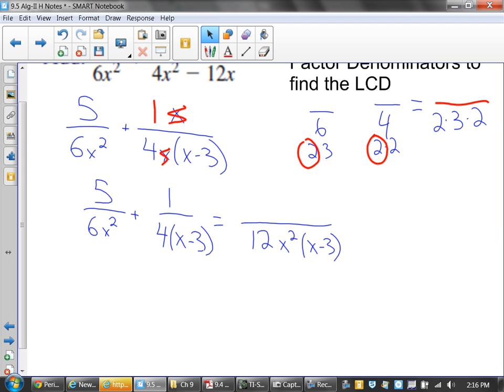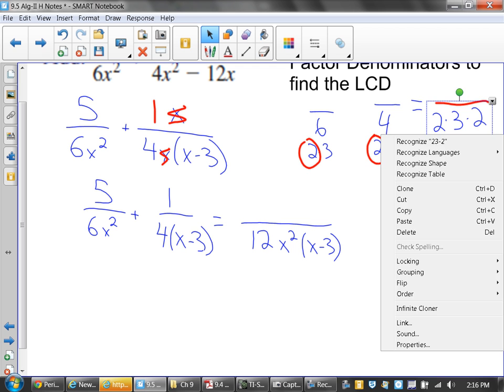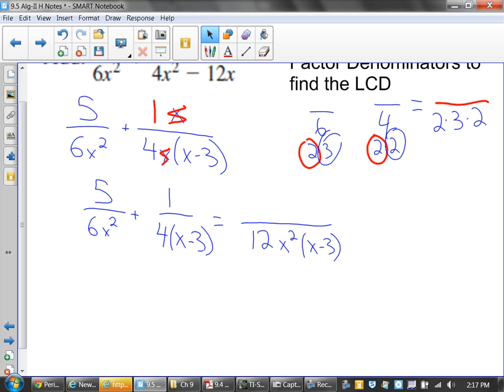Same idea like I did here numerically. When I factored the 6 into 2 times 3, and the 4 into 2 times 2, they both had the 2's in common. We wrote one of them down. What was left? A 3 and a 2. I put them here and here. It's the same process, but there's letters. That's it. You now have a common denominator.